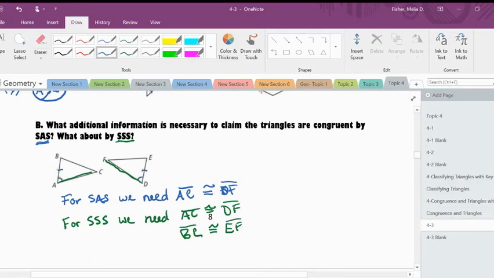Go ahead and pause your video and do the try it at the top of the next page. There's a part A and a B, and come back when you are ready to check.